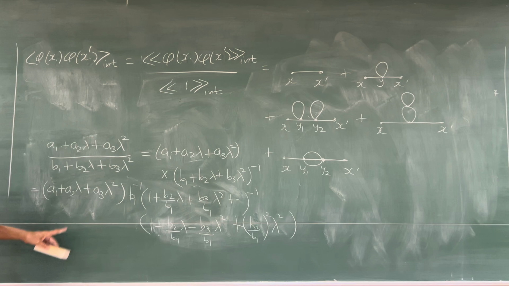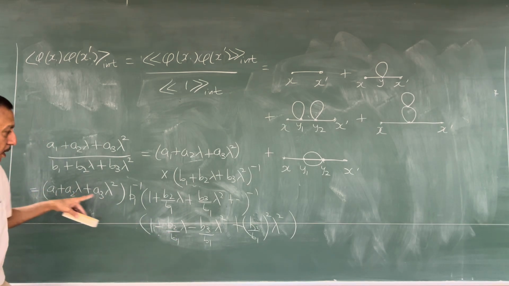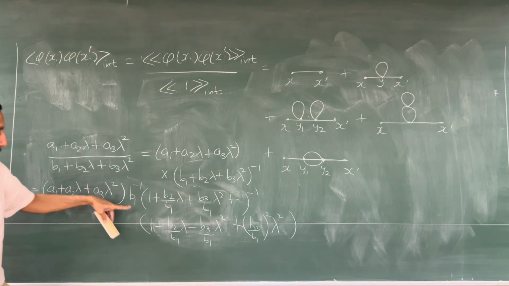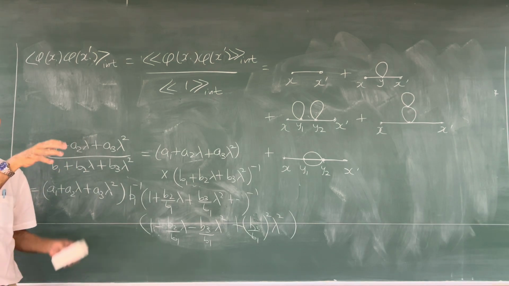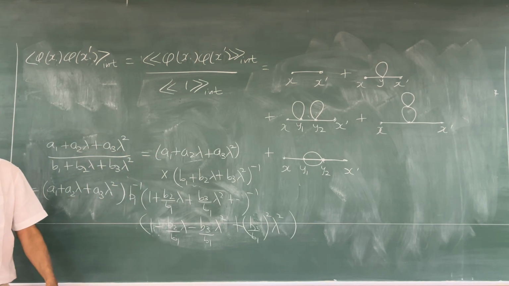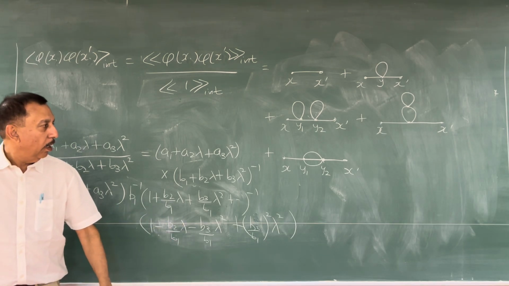At order lambda squared, there will be this times this, as well as this times that, as well as that times this. I have to keep all of them. So you should always take a bracket lambda to some power and then add all the terms that contribute. And this is the statement about what cancels.